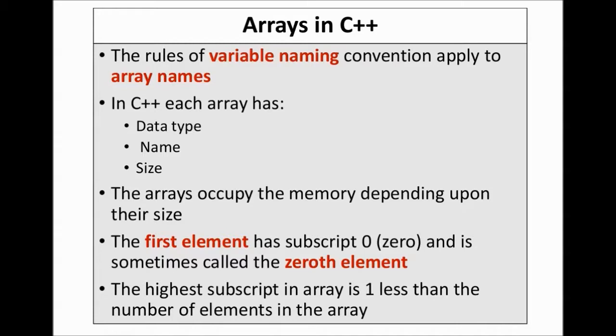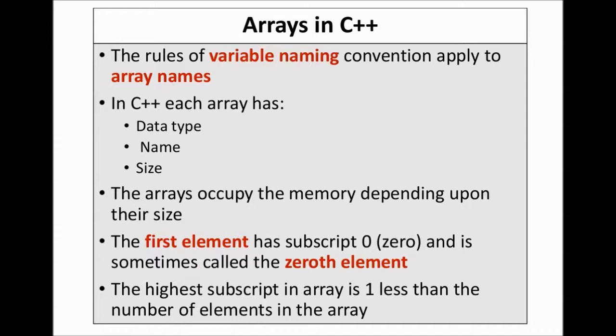Data type: it indicates the data type of the values to be stored in the array. Identifier or the name: it indicates the name of the array. Length or size: it indicates the total number of elements in the array. It must be a literal, constant or symbolic constant. The array occupies memory depending upon its size.